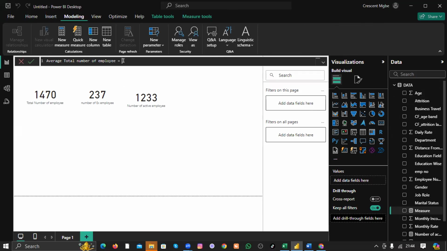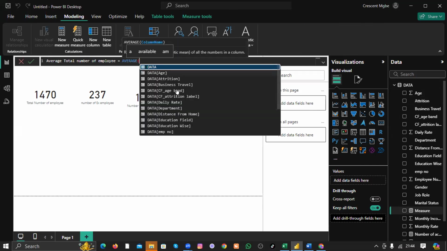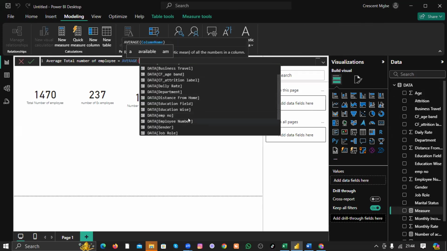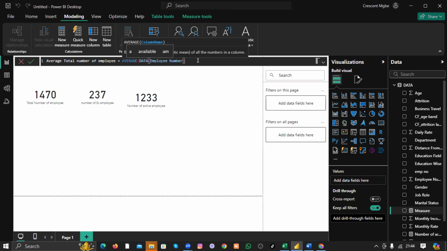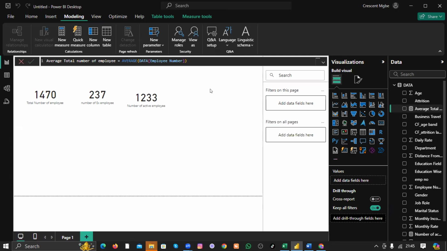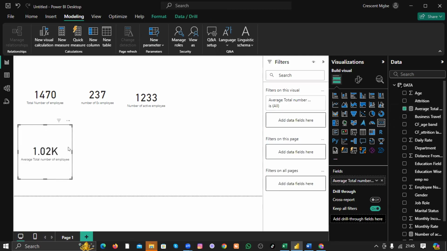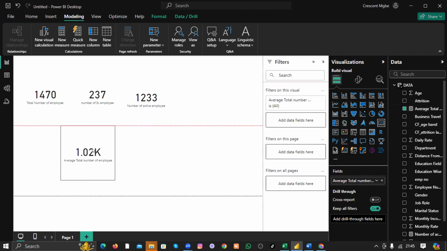So how do we get the average total number of employee? You simply say average of the total number of employee. Simple. That is it. So this gives us the average. So let's see what that average is. Average total number of employee is 1,002. 1,002 is the total average.